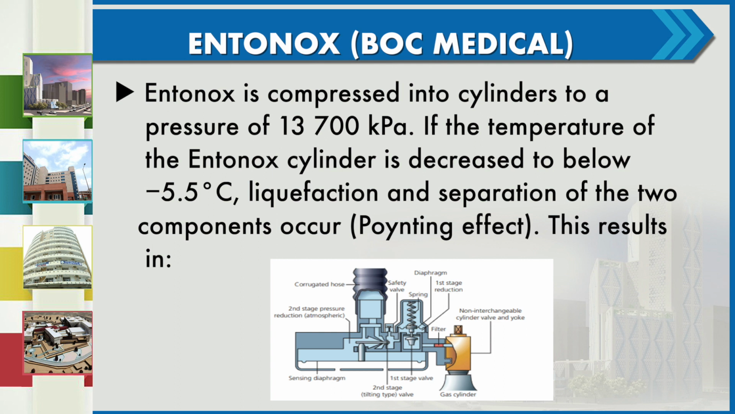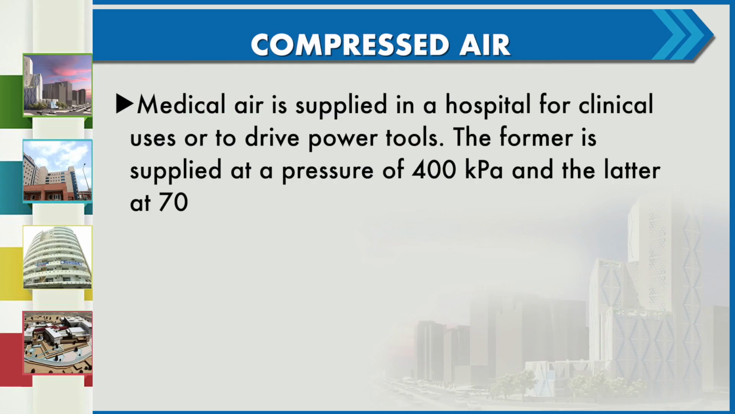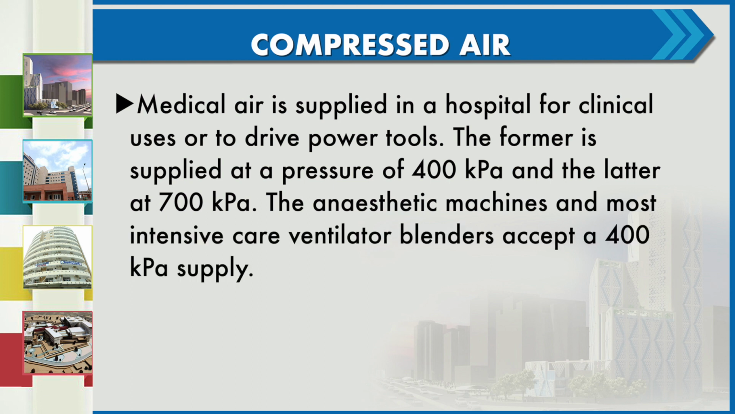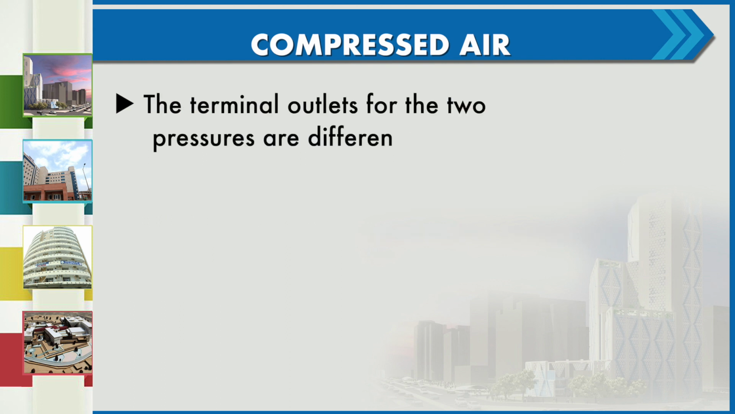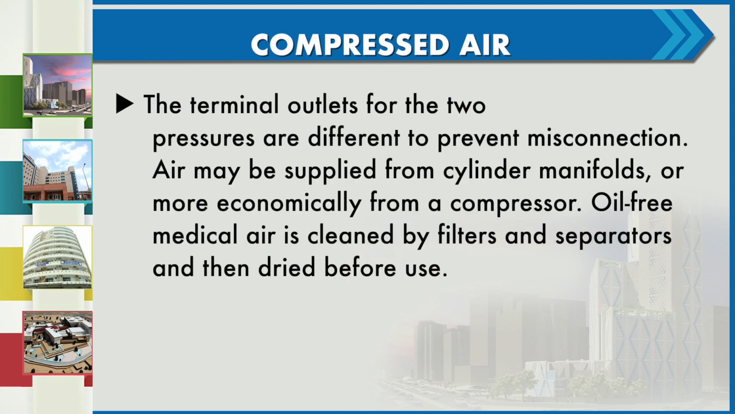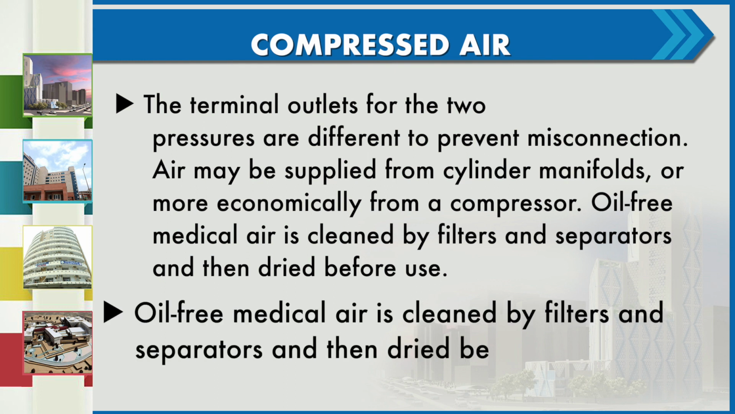Next, compressed air. Medical air is supplied in a hospital for clinical uses or to drive power tools. The former is supplied at a pressure of 400 kilopascals and the latter at 700 kilopascals. The anesthetic machines and most intensive care ventilator blenders accept a 400 kilopascal supply. The terminal outlets of the two pressures are different to prevent misconnections. Air may be supplied from cylinder manifolds or, more economically, from a compressor. Oil-free medical air is cleaned by filters and separators and then dried before use.